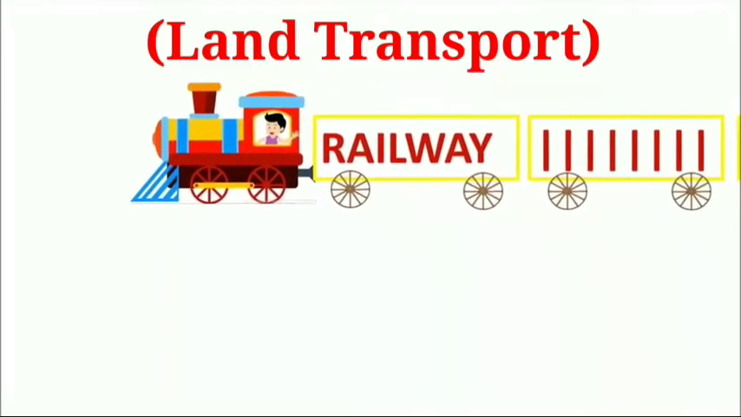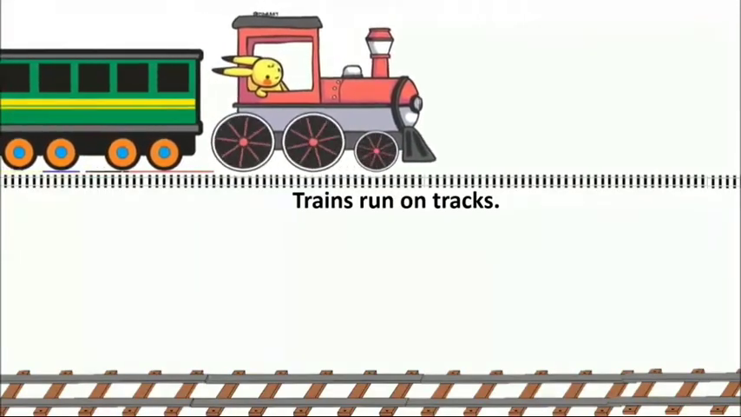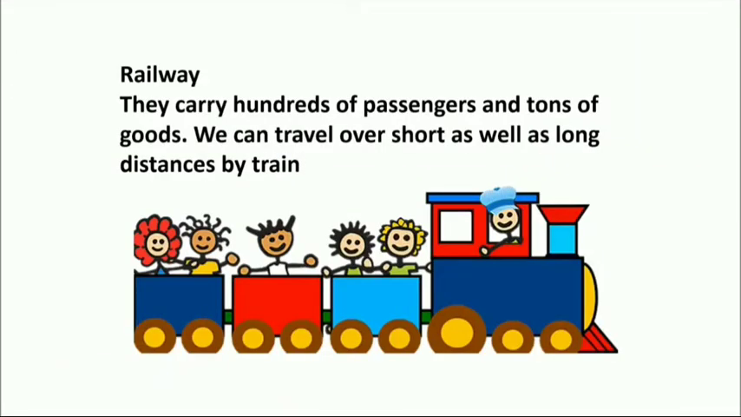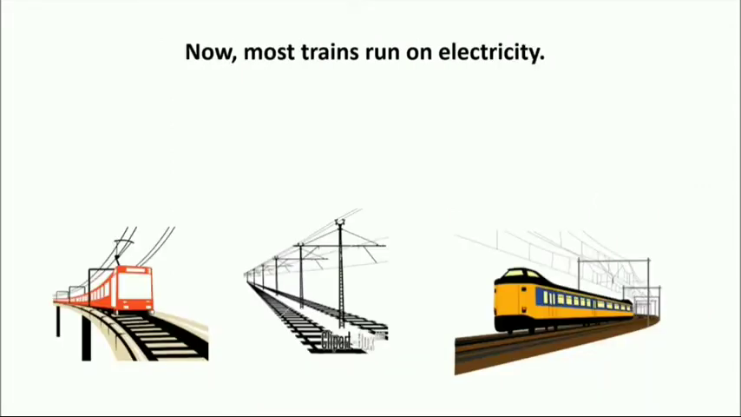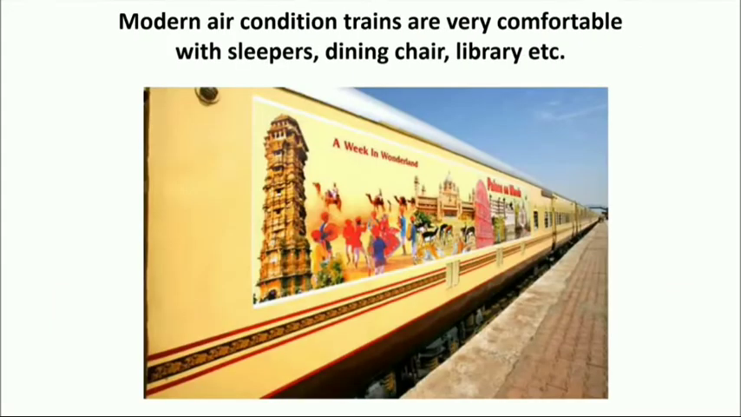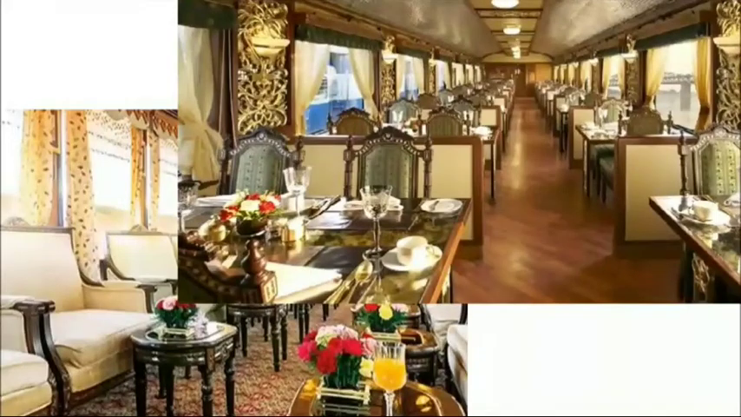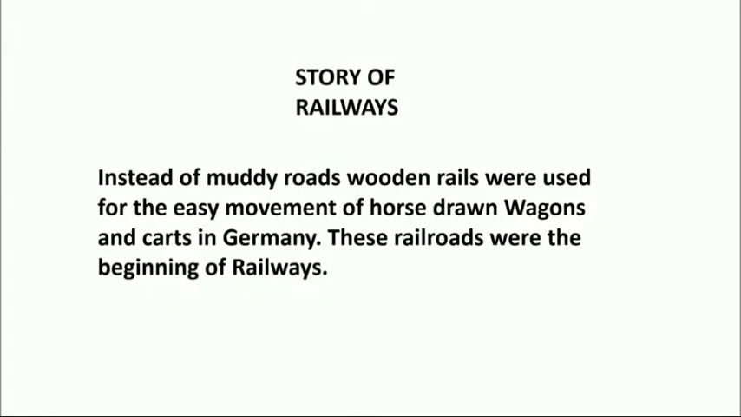Next is railways. It's also a type of land transport. Trains run on tracks. They carry hundreds of passengers and tons of goods. We can travel over short as well as long distances by train. The earlier trains ran on steam energy, but now most trains run on electricity. Modern air conditioned trains are very comfortable with sleepers, dining car, library, etc.